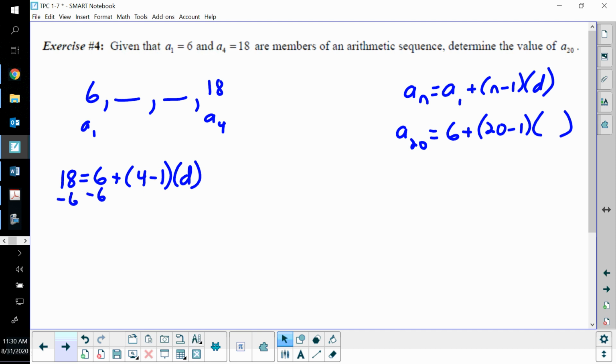If we subtract the 6 over, we'll get 12 equals 3D if we neaten up the right side. Divide by 3, and we get D is equal to 4. So now we can just plug that 4 in over here, and that'll allow us to find the 20th term, which if we put that in the calculator, just gives us 82. That seems reasonable because if we're going from 6 to 18, it should be getting larger each time.